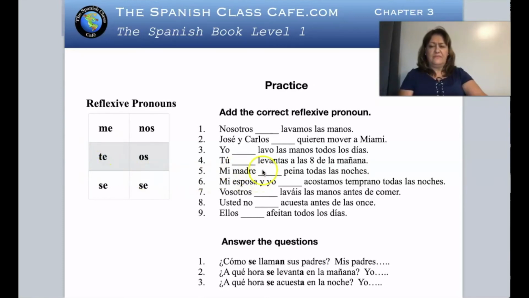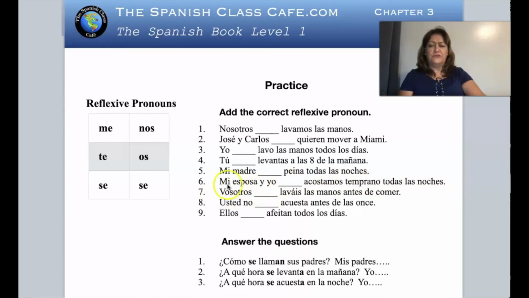Mi madre is she. It will be right here. Mi madre se peina todas las noches. Mi esposa y yo. That is we, isn't it? My wife and I. That's we. Mi esposa y yo nos acostamos temprano todas las noches. We go to bed early every night.